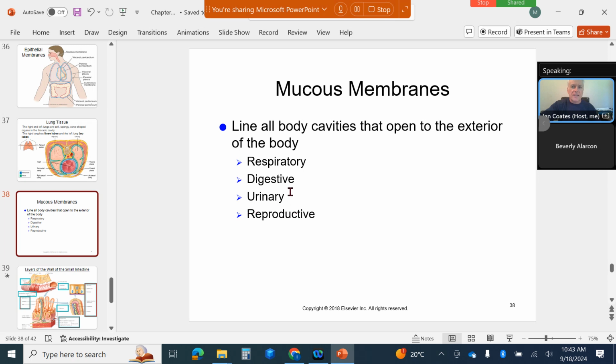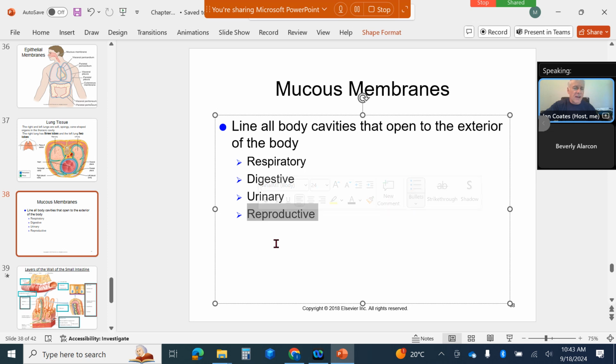And mucous membranes line all body cavities that open to the exterior of the body. And again, wherever there's a hole, there's going to be some type of body protection, because outside the hole, bacteria can get in. You're talking urinary tract infections. In females, the urethra is very close to the outside, so you tend to get more UTIs in females than males.